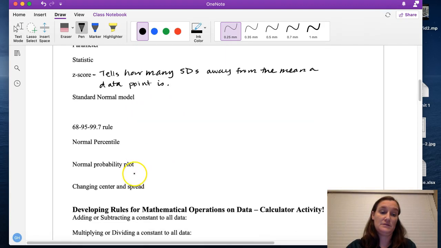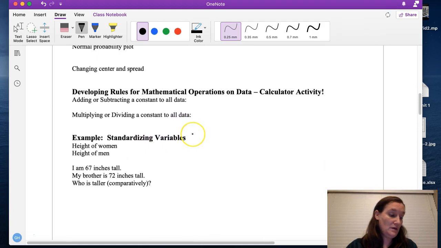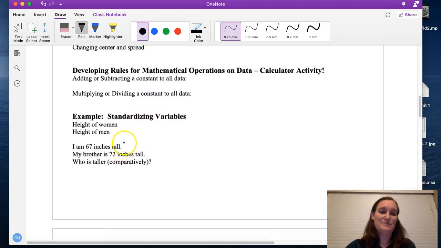We'll come back to these other ones. I don't remember what this was. I think we might do this in class. We will do it in class. Let's put it that way. We will do this in class at the beginning of class.